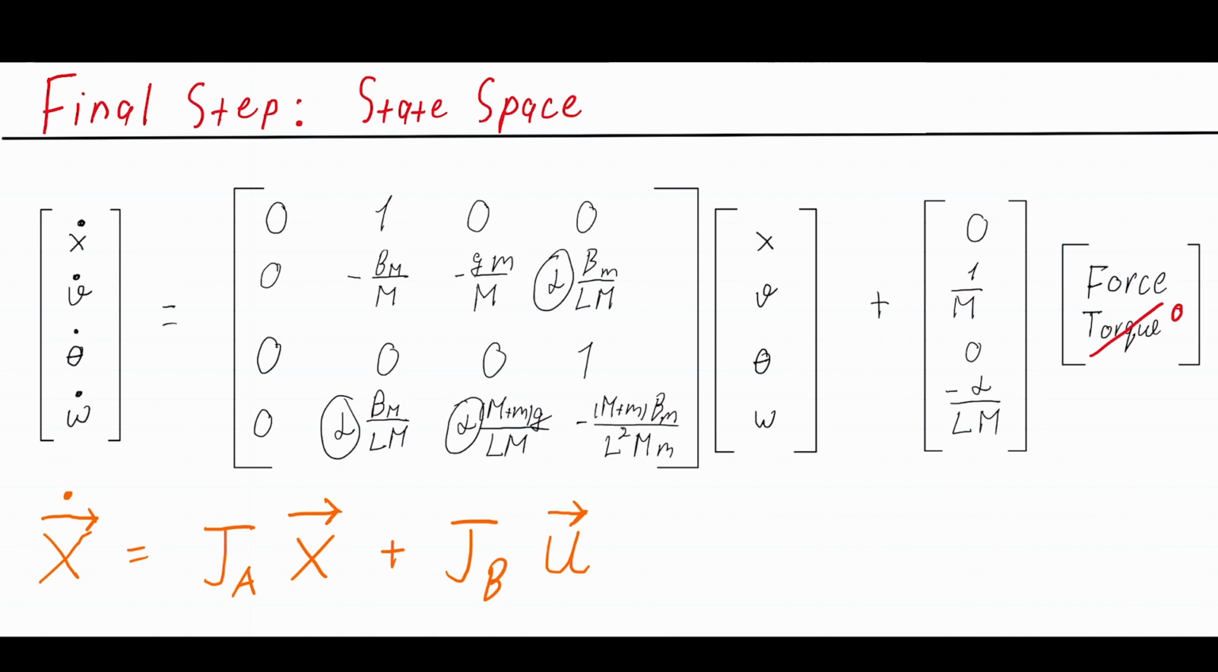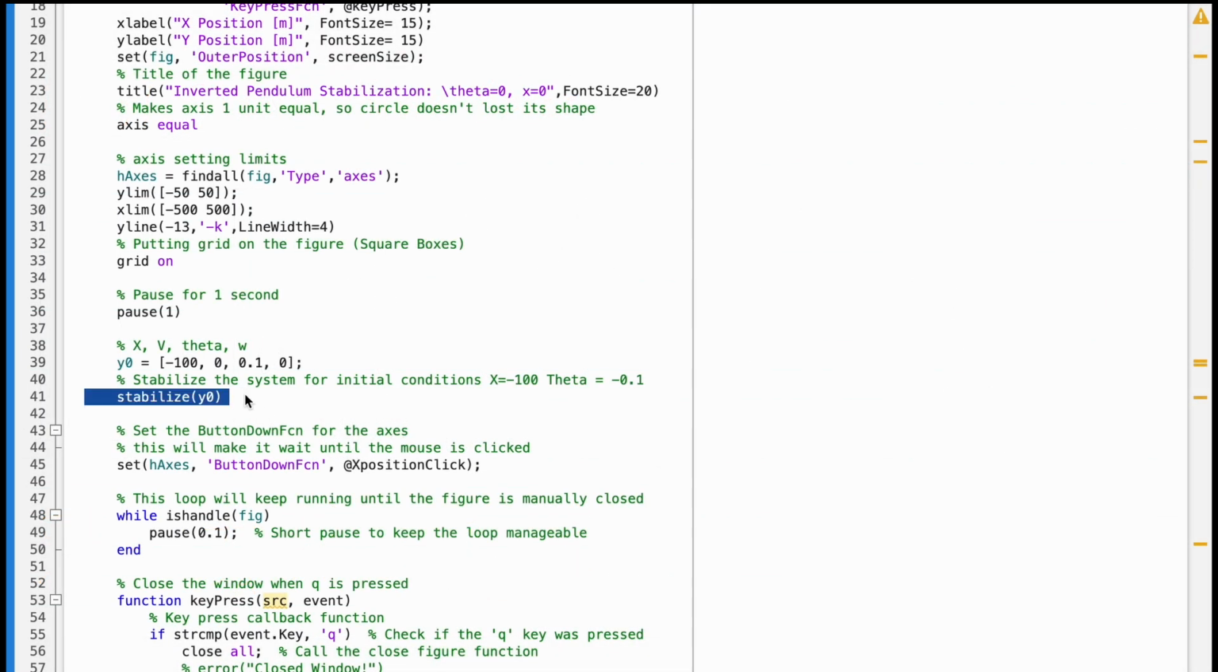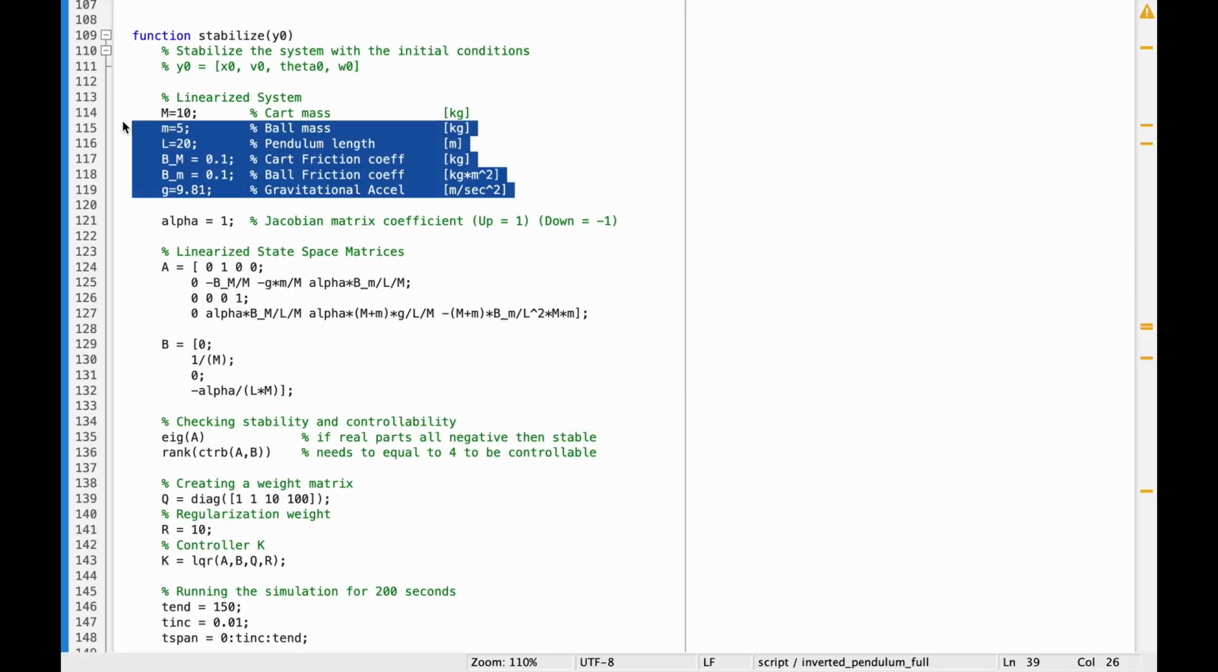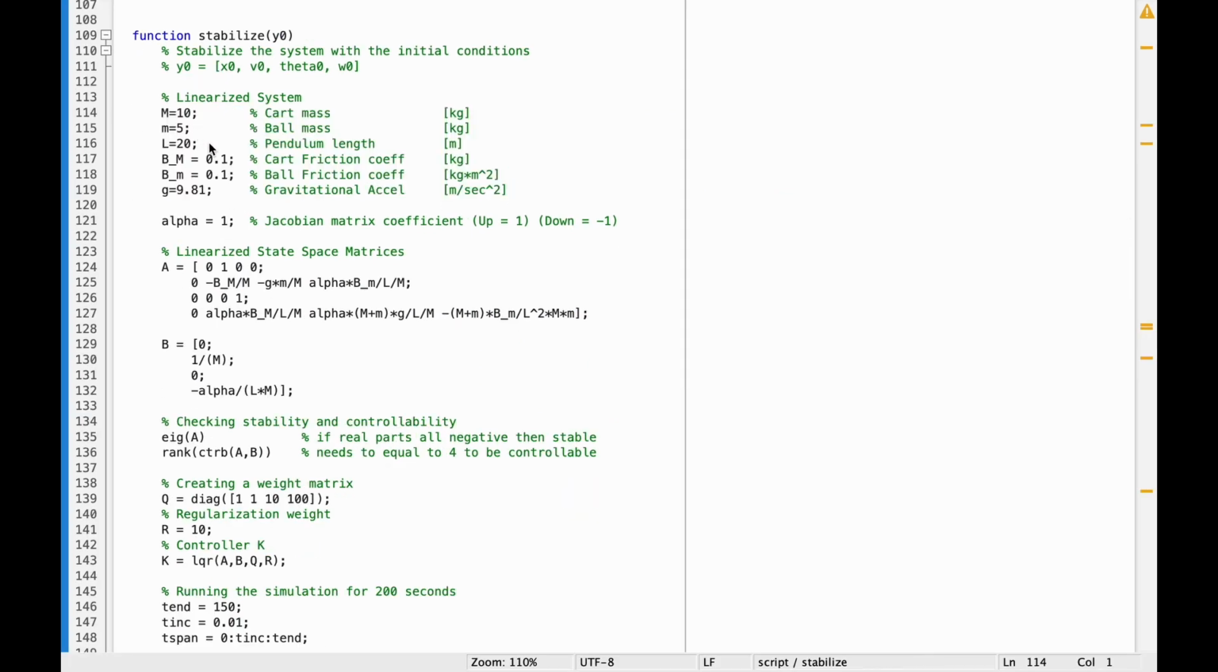Next, let's take a look at how to program a control system for a linearized inverted pendulum in Matlab. We create a function called stabilize, which takes the initial condition of the cart position and velocity plus pendulum angle and angular velocity. Our initial conditions are negative 100 meters for position, 0 velocity, 0.1 radians for angle, and 0 for angular velocity. First of all, we initialize our parameters, such as cart and ball mass, pendulum length, and so on.